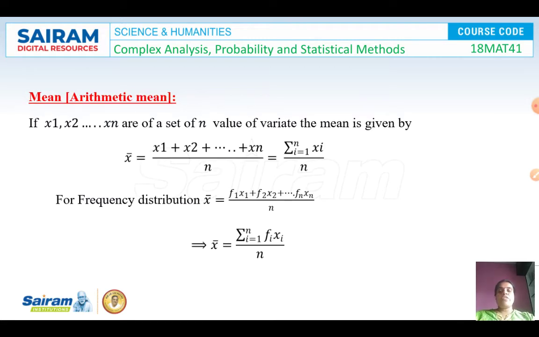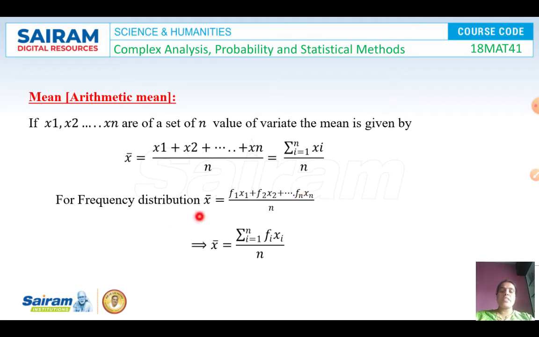Another definition which you have to know is the mean. Here we are going to discuss the arithmetic mean. Let x1, x2 and so on up to xn be a set of n values of a variable. Then the mean value is represented as x bar, and it is defined as x1 plus x2 plus and so on up to xn divided by n. This can be written as summation i equals 1 to n of xi divided by n.